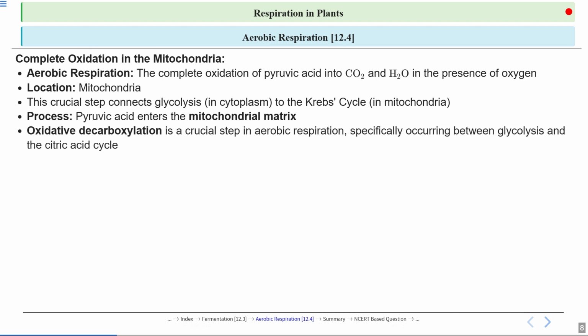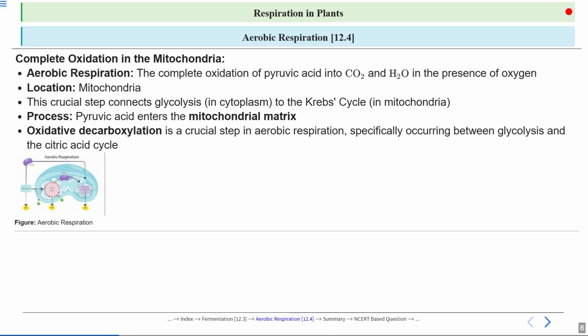So next step is oxidative decarboxylation. It is a key step that prepares pyruvic acid for the citric acid cycle. So it's a step of aerobic respiration and it occurs between glycolysis and the citric acid cycle. So here in the image, we can see the process of aerobic respiration, which begins in the mitochondrial matrix.